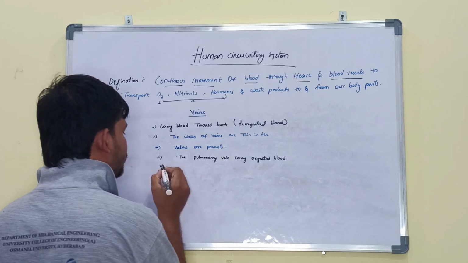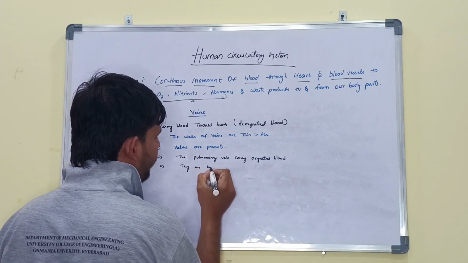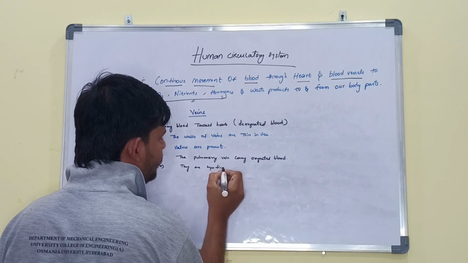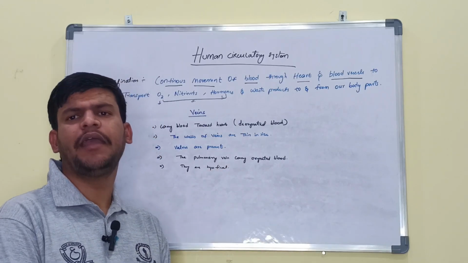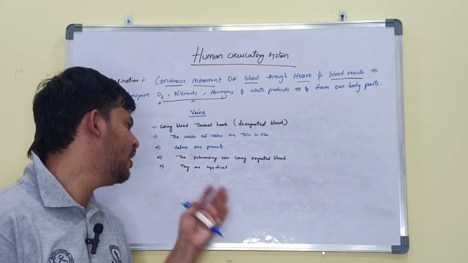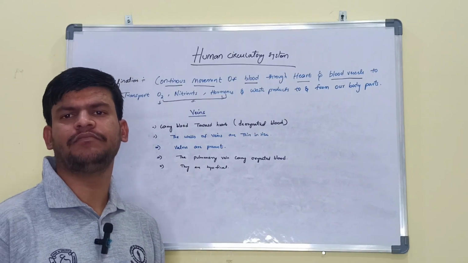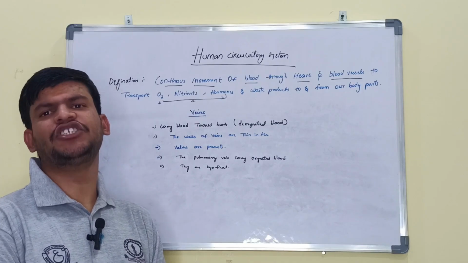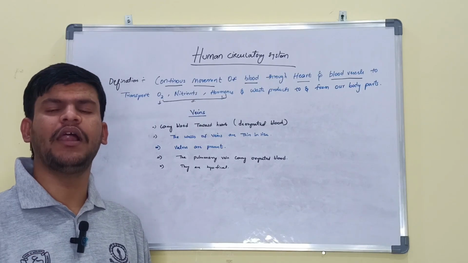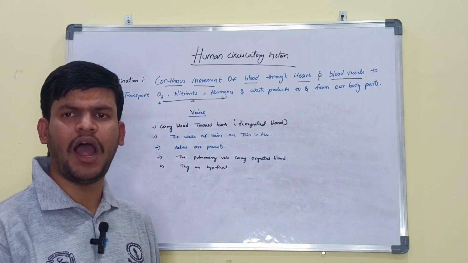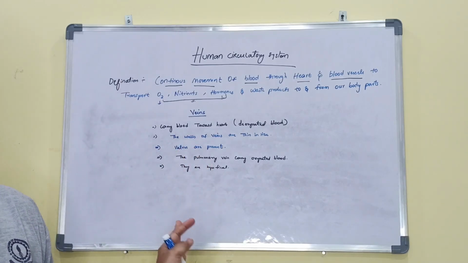The last point is they are superficial, because they are situated above the muscles, because the blood flowing through the veins is low pressure. So if any injury happens, the loss of blood will be much less when compared to arteries. That's why they are situated above the muscles.